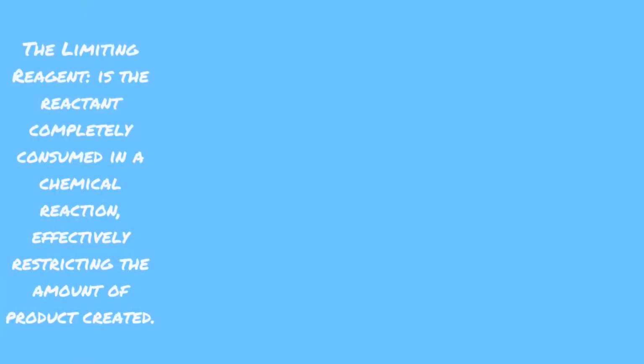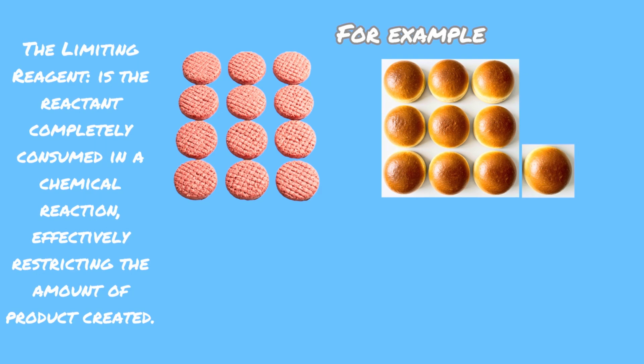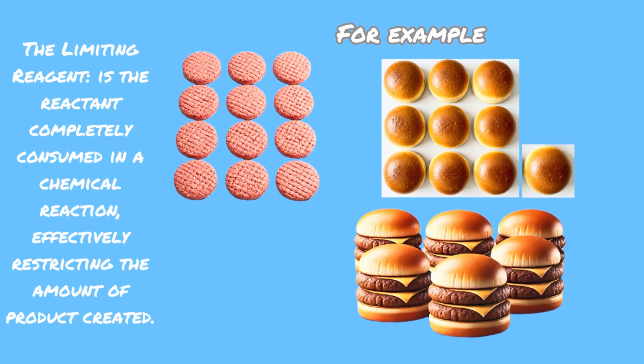The limiting reagent is a reactant completely consumed in a chemical reaction, effectively restricting the amount of product created. For instance, given you have 12 burger patties and 10 buns, and you need 2 patties and 1 bun for a burger, you can only make 6 burgers. This being said, the patties are the limiting reactant because you cannot make any more burgers since you have used all your patties despite still having 4 buns left over.